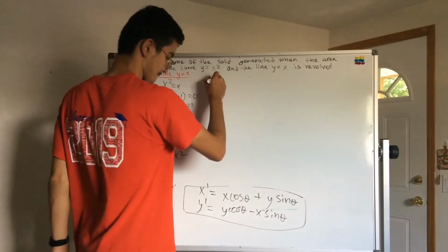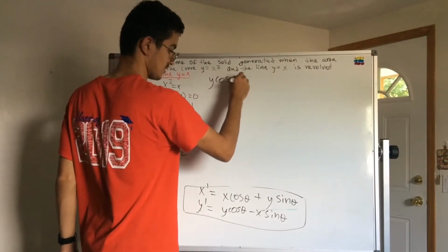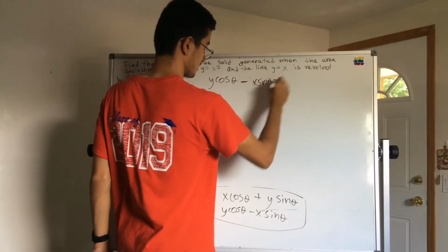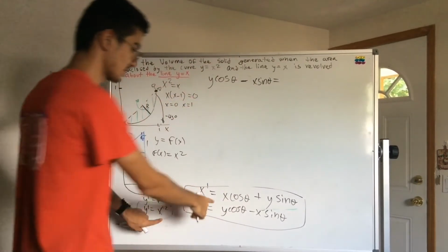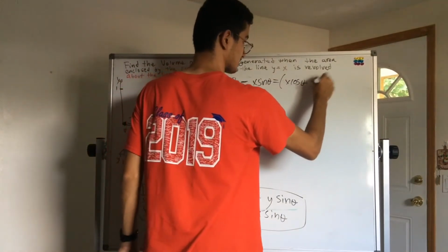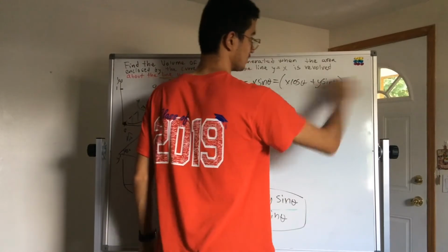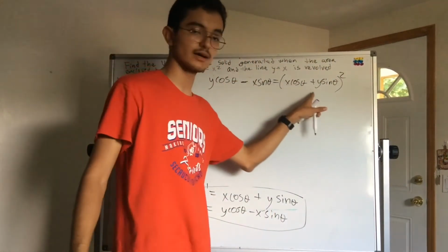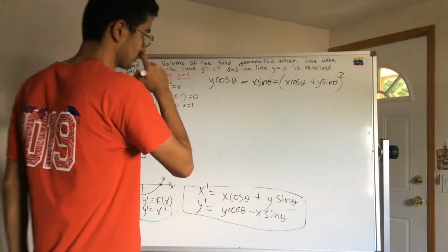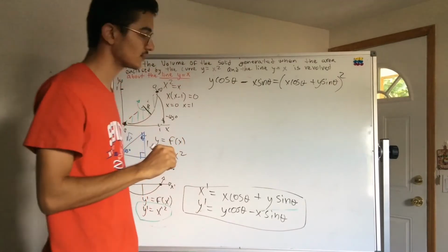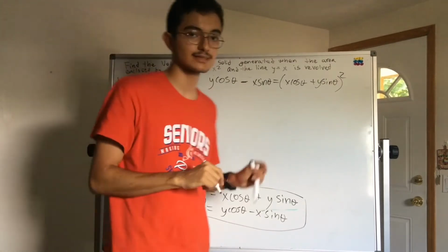So that's going to be y cosine of theta minus x sine theta is equal to x prime squared. X prime is that, right? So x cosine theta plus y sine theta, and all of that has to be squared. Okay, so we have y prime equals x prime squared. So now we can simplify a little bit. Now we can already evaluate cosine of theta and sine of theta.